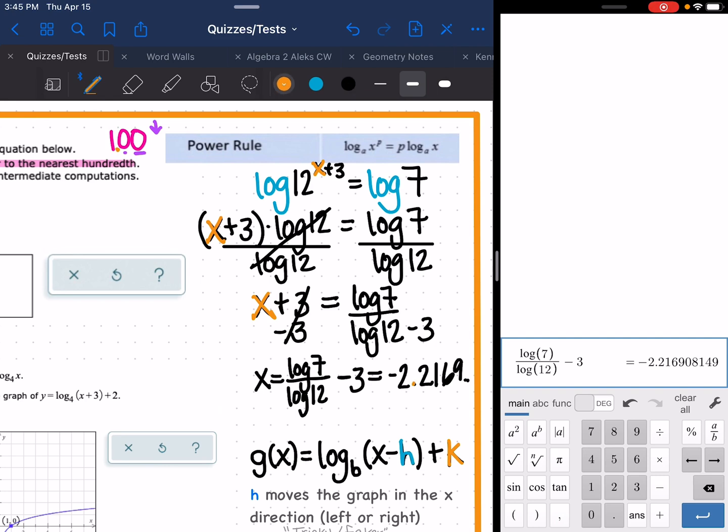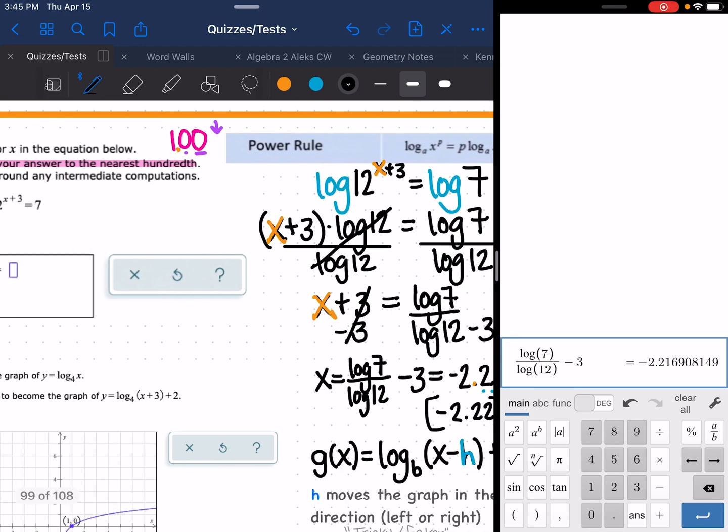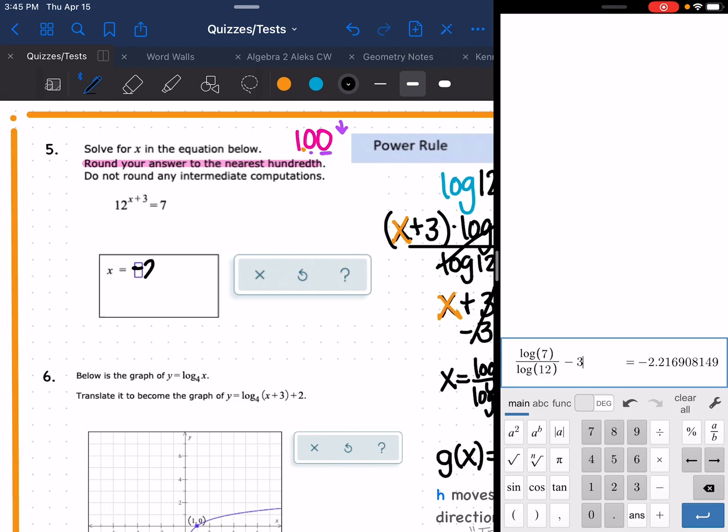Here is my decimal. Hundredths means I'm going to count 1, 2, and the third one's going to tell me I didn't need the 9. The number under the arrow is 5 or more, so I'm going to add 1 more to my underlined number, negative 2.22. That's a lot of 2's.